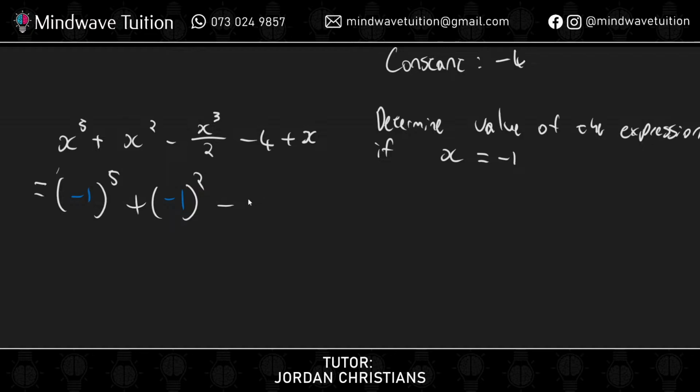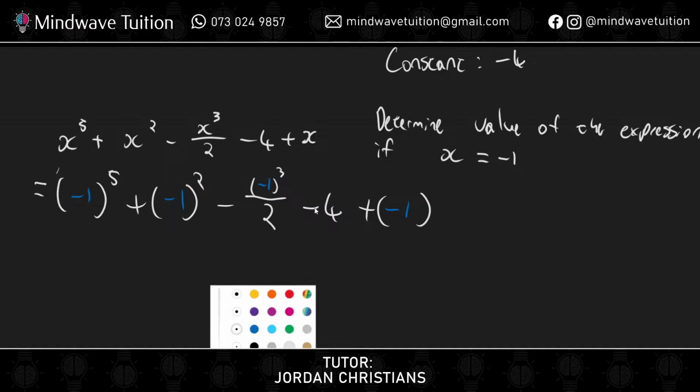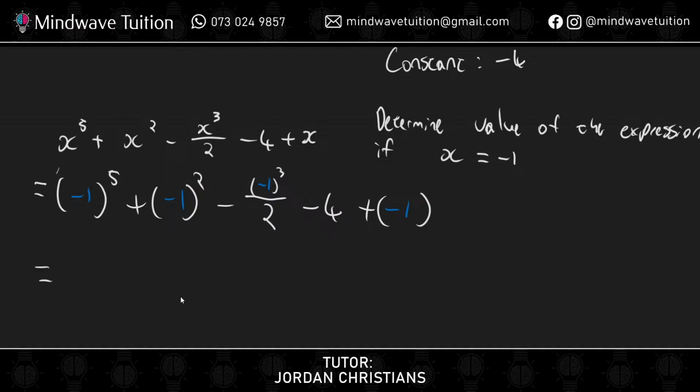So for the next one, x to the power of 3 just means that negative 1 to the power of 3 goes in our numerator, still over 2, and the thing that goes in the brackets is still going to be negative 1. Minus 4. What's 4? A constant, because that will not change. Constants do not change because they simply don't have a variable with them. So 4 in this entire expression is just going to remain 4. If x was equal to 3, then this will be 3 to the power of 5, 3 to the power of 2, 3 to the power of 3 over 2. This will still be minus 4 plus 3. So constants remain constant.